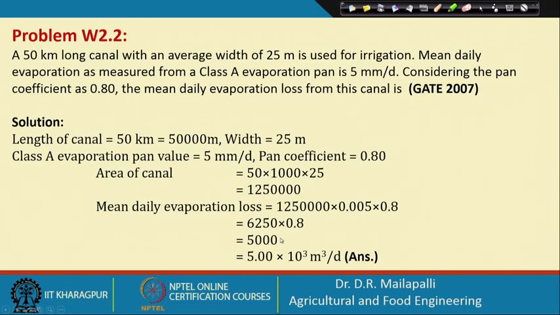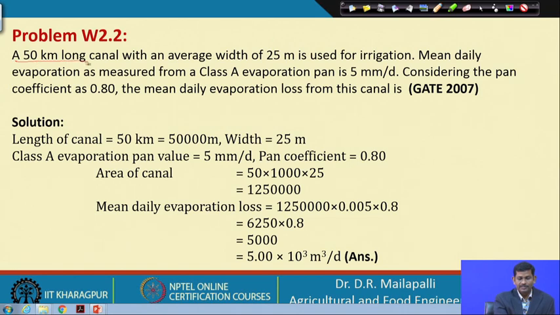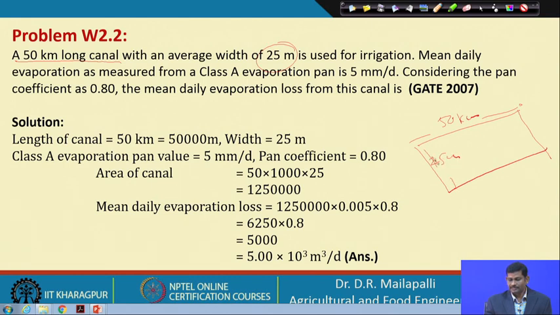So, the next example here: suppose you have a 50 kilometer long canal, and it has a width of 25 meter. So, this is a 50 kilometer canal, 25 meter wide, and it is being used for irrigation.